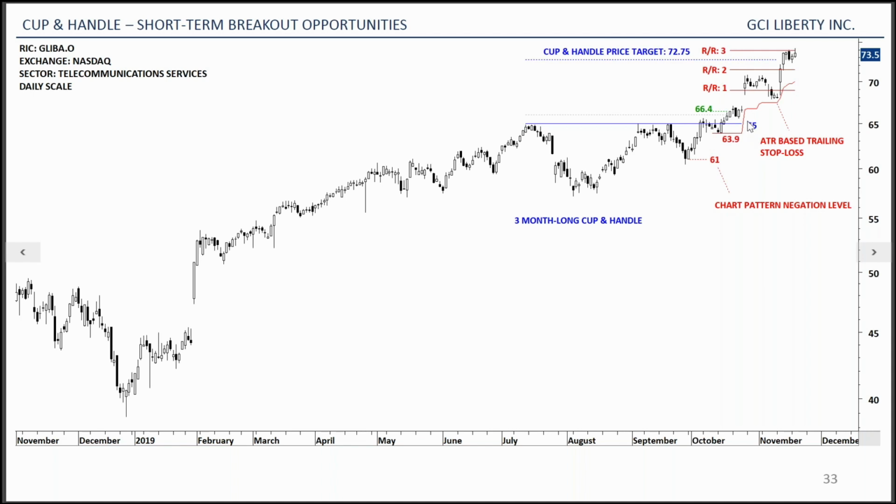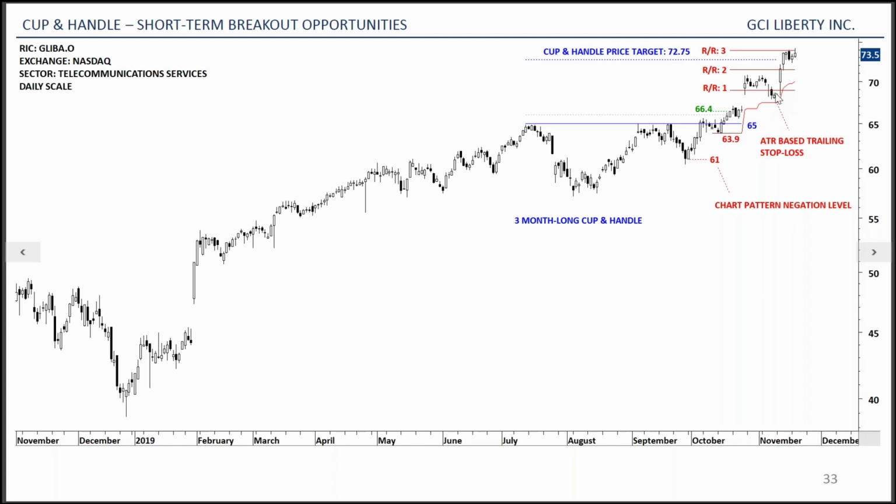This is an ATR based trailing stop loss. As the price moves higher and makes new highs, and depending on the ATR calculation, it will move higher. It will never go down. A stop loss should never go down. It will move higher to protect you from any adverse movement.